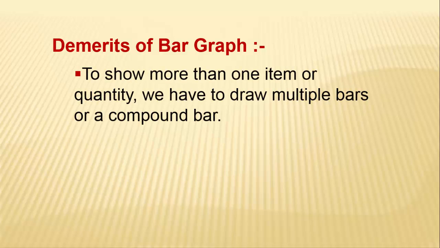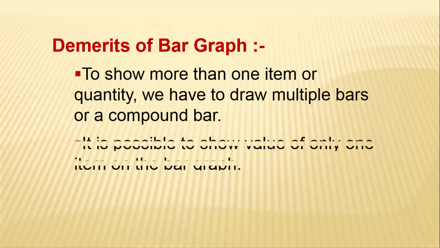It has also some demerits. To show more than one item or quantity, we have to draw multiple bars or a compound bar. It is possible to show the value of only one item on the bar graph.